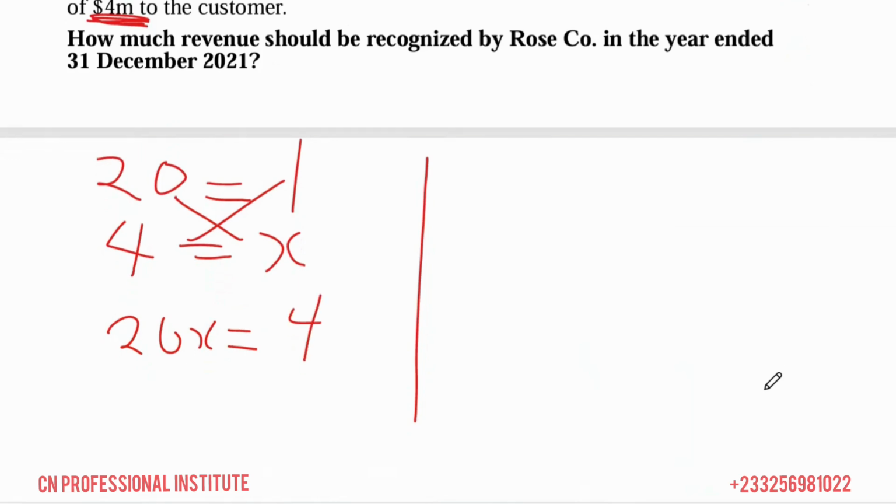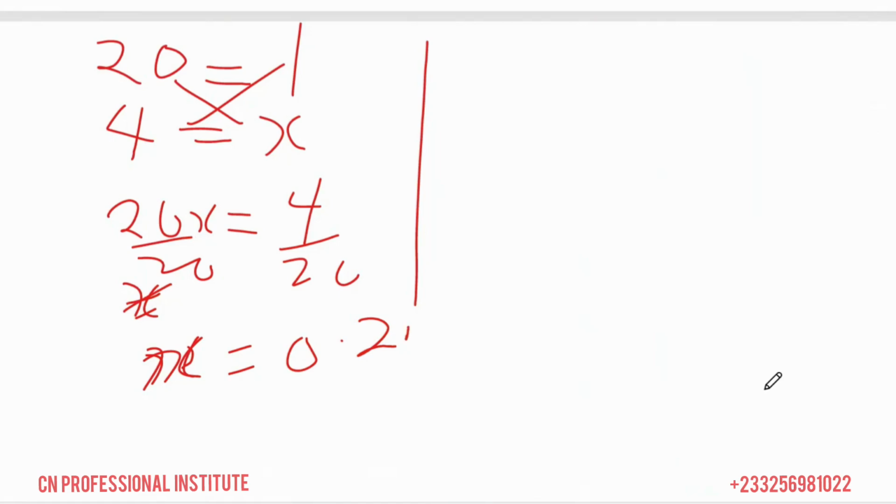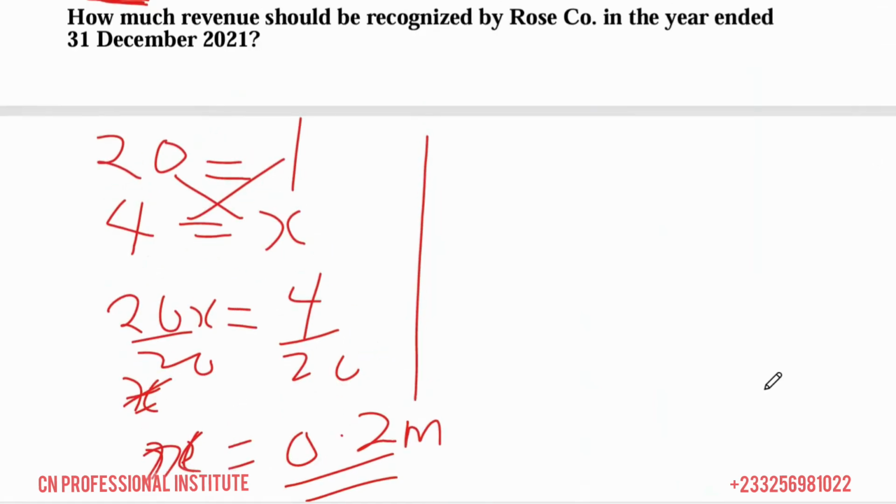So if 20x is equal to 4, then we divide here by what? 20 divided by what? 20. So we see that our x will be equal to 0.2. So 0.2 million is the refund that we are going to give to the customer.